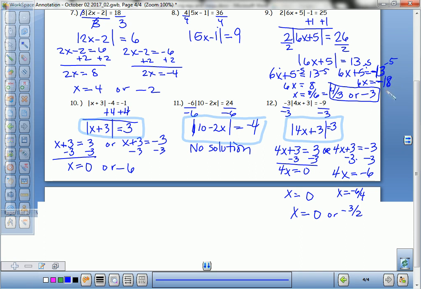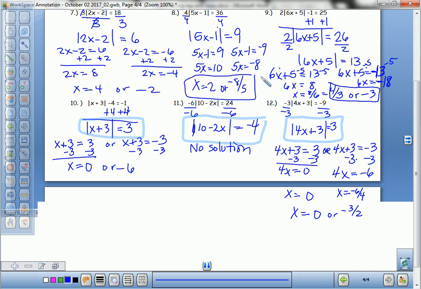Yes, sir? Are we not doing number 8? We can. Okay. Sure. We'll do number 8. So here we add 1 and we get 5x equals 10. So x is 2. Here we add 1 and we get 5x equals negative 8. So x is negative 8/5. That one does not simplify, so we just leave it as an improper fraction.